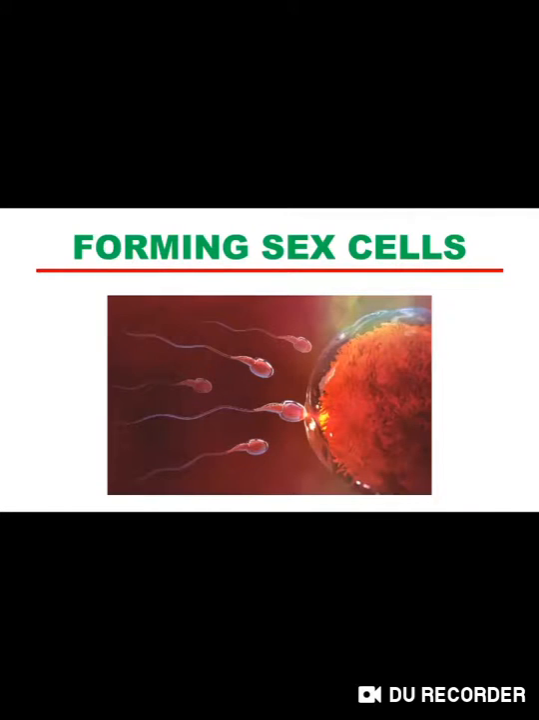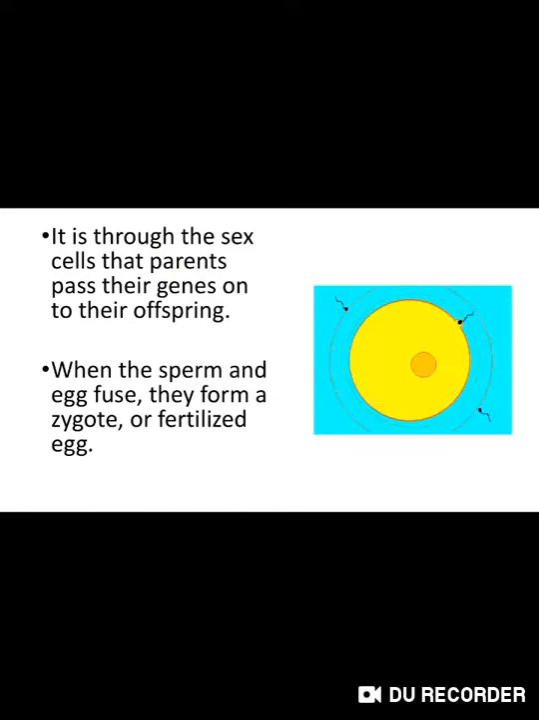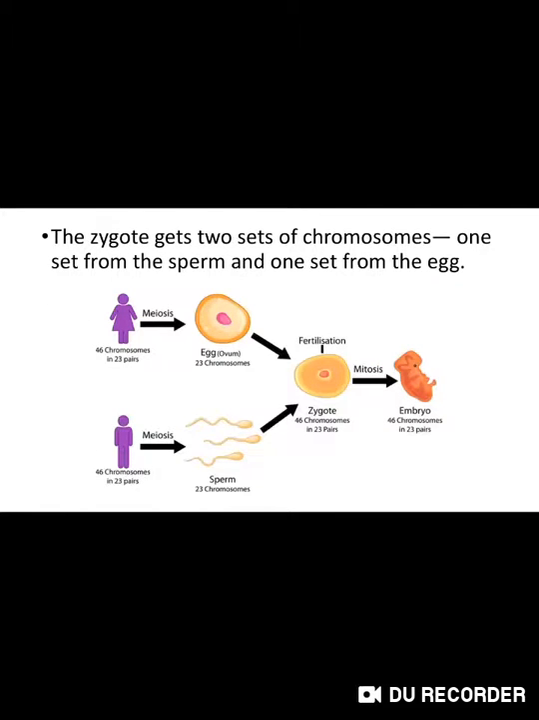Forming sex cells. It is through the sex cells that parents pass their genes on to their offspring. When the sperm and egg fuse, they form a zygote, or fertilized egg. The zygote gets two sets of chromosomes, one set from the sperm and one set from the egg. In this picture, you can see how your mother and father have 46 chromosomes or 23 pairs.